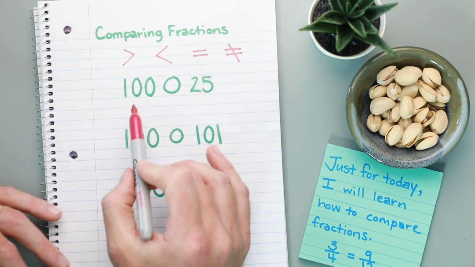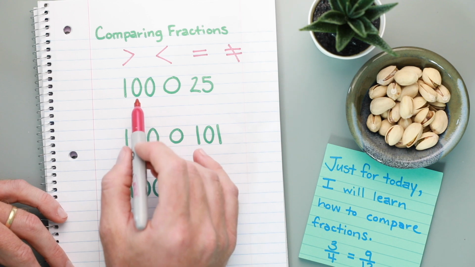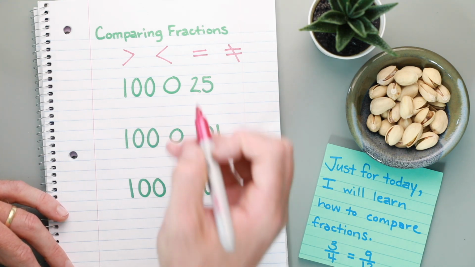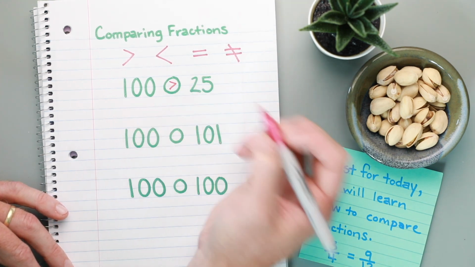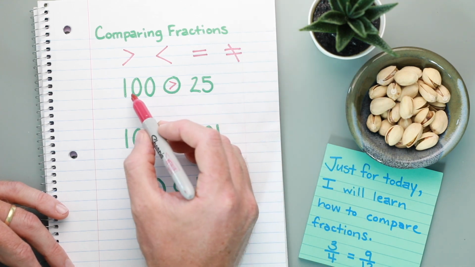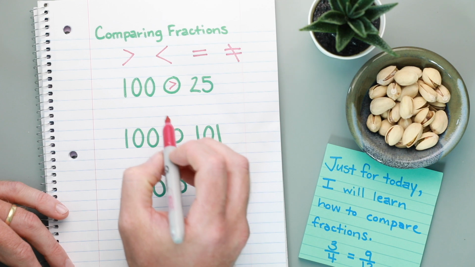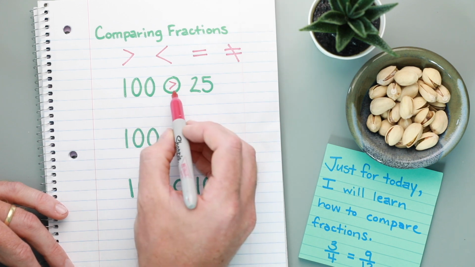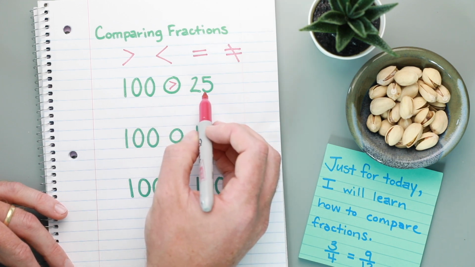So to start, the number 100 is a larger number than the number 25. So we're going to write the greater than symbol. You can think of it in terms of an alligator eating the bigger number. And we read it like this: 100 is greater than 25.